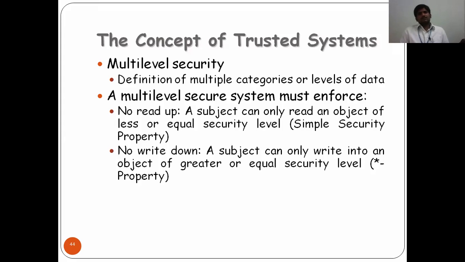So, multi-level security: the definition of multiple categories of levels of data. A multi-level security system must enforce no read-up. A subject can only read objects of less than or equal security level, the simple security property. There is also no write-down: a subject can only write into an object of equal or higher security level.